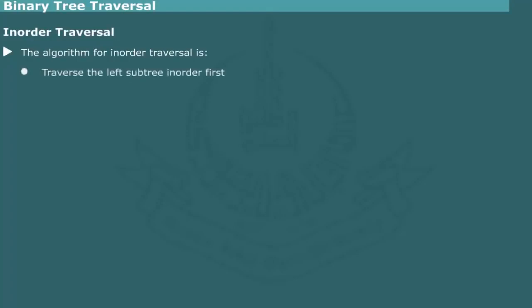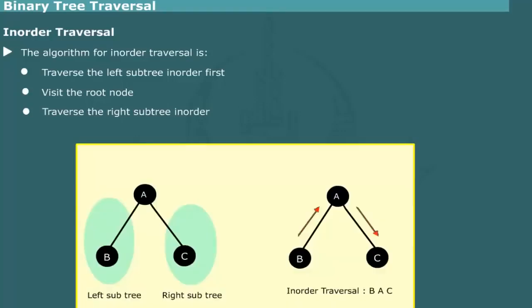In-order traversal. The algorithm for in-order traversal is: traverse the left subtree in order first, visit the root node, traverse the right subtree in order. The figure shows traversal of a simple 3-node tree. First, the left subtree B is visited. Next, root A is visited. Lastly, right subtree C is visited. Thus, nodes are visited in the order B, A, C.